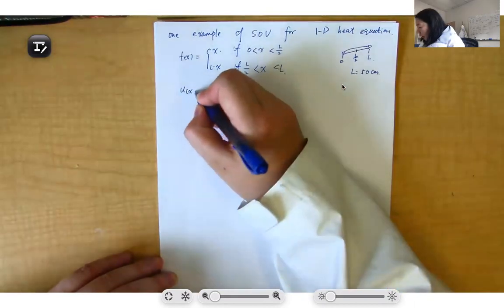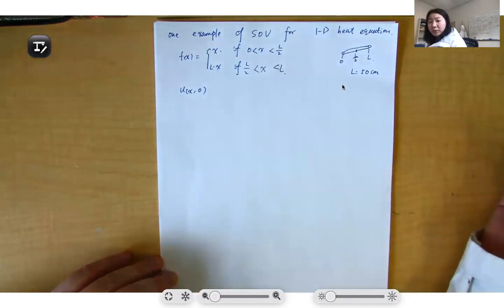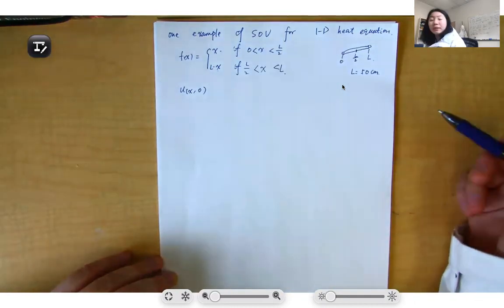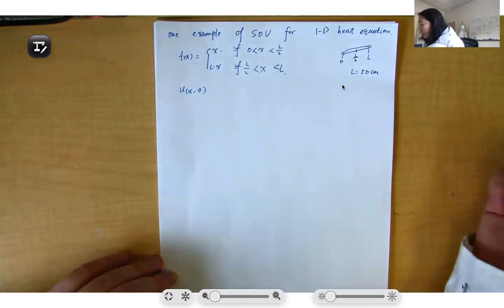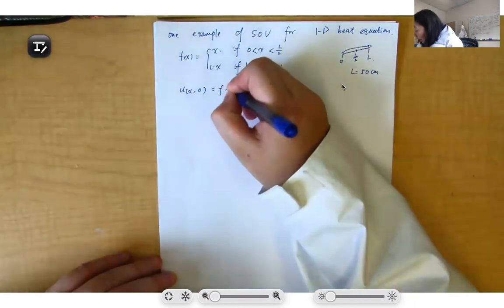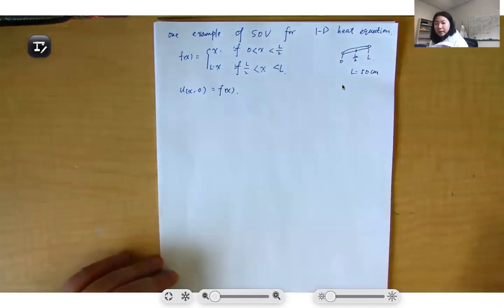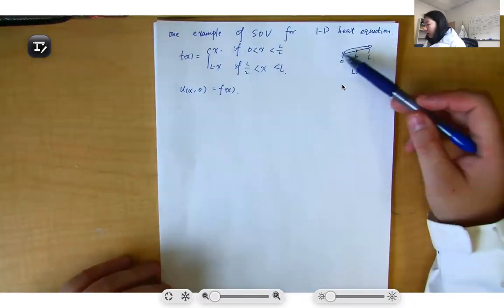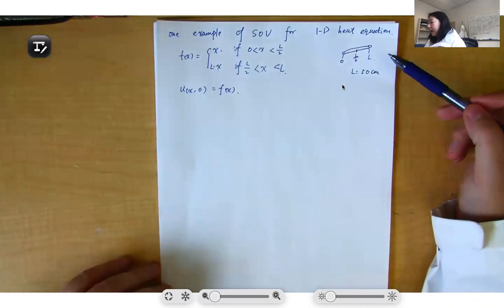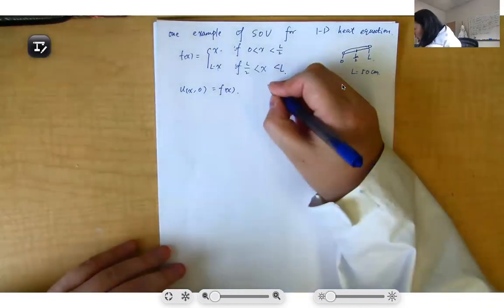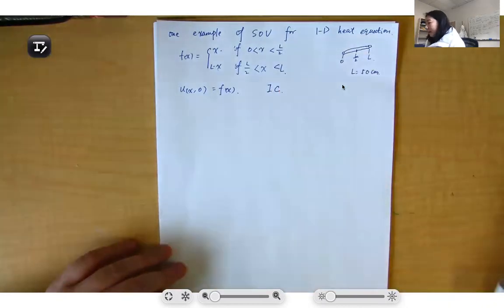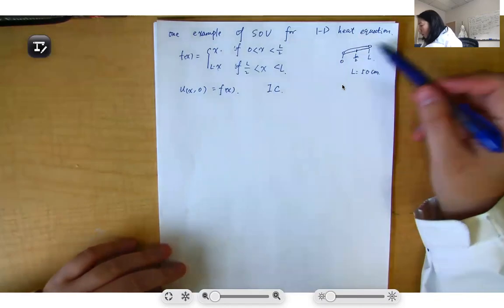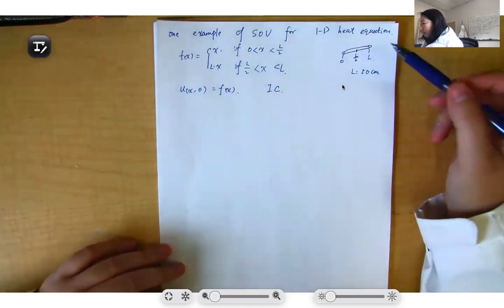The temperature at t equals 0 is the initial temperature, the initial condition. u(x,0) will be equal to f(x). So at the initial time, the temperature distribution along the whole rod is given as the initial condition. Then there are some other boundary conditions for this metal rod heat equation.